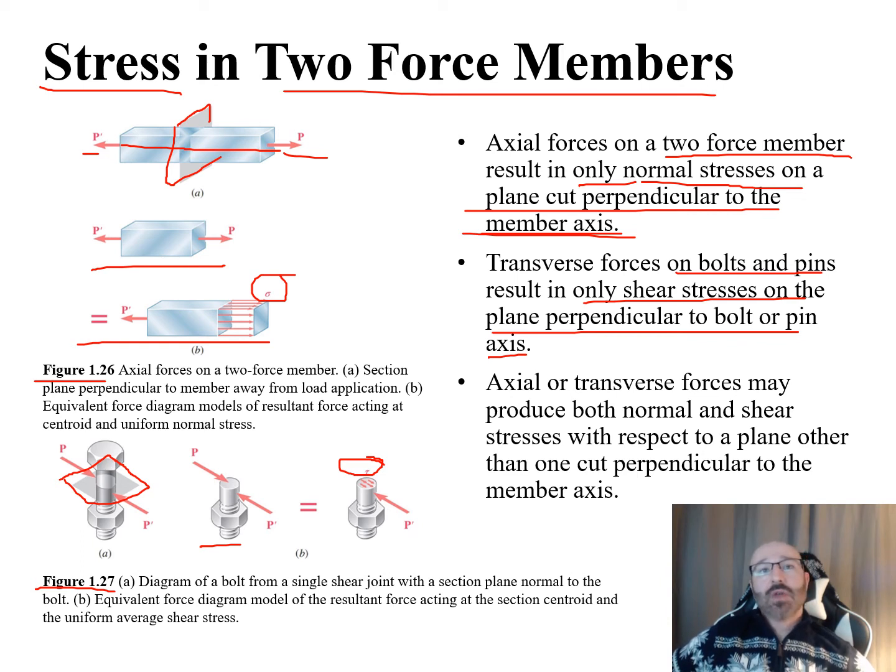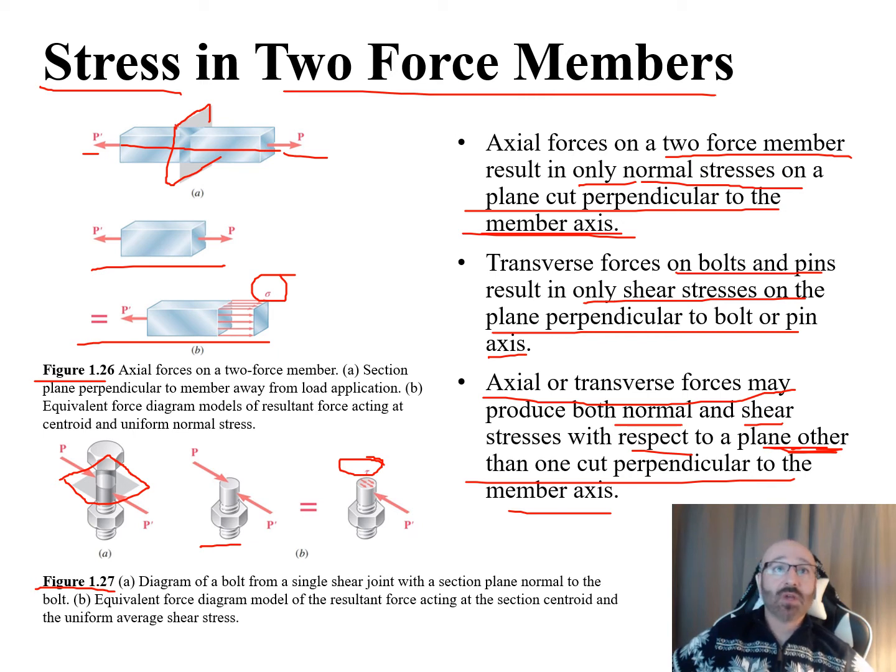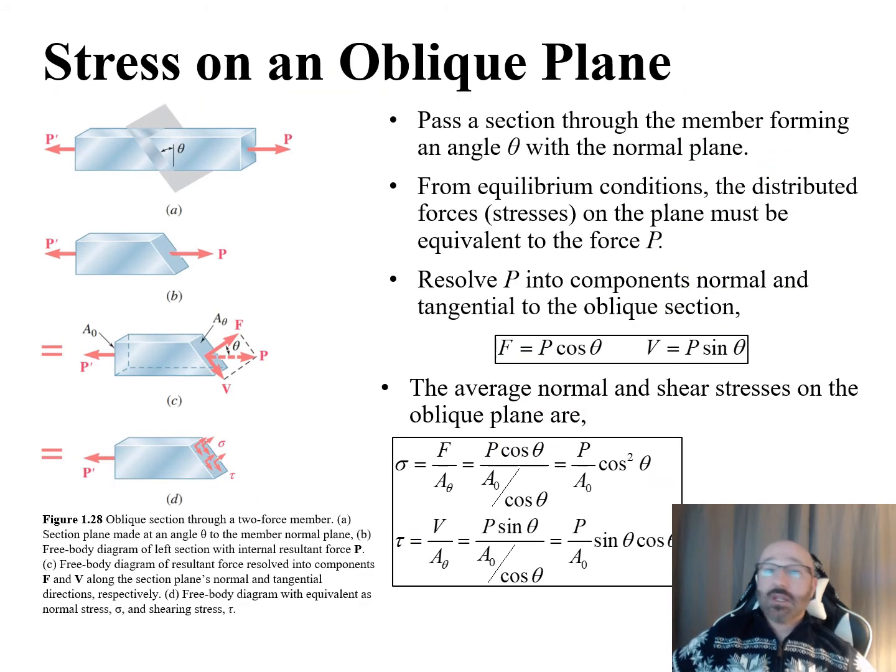Now that was just talking about the plane that we said was perpendicular to the member axis, but axial and transverse forces may produce both normal and shear stresses with respect to a plane other than the one cut perpendicular to the member axis. So that's going to be something important to consider: where are we cutting this axis for our plane? Is it perpendicular to it or is it not? That leads to the question, if it's not perpendicular, what could it be? Well, one option is we can talk about an oblique plane.